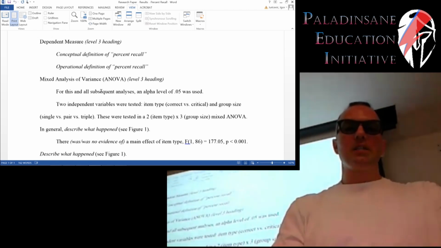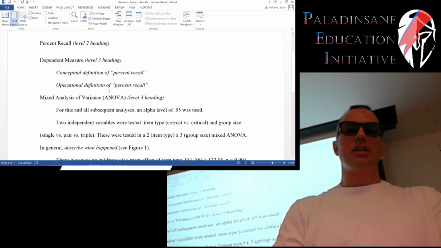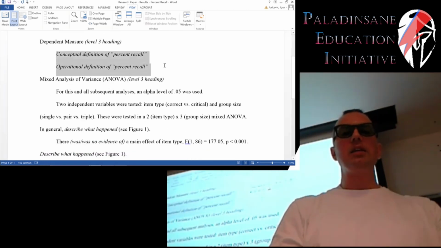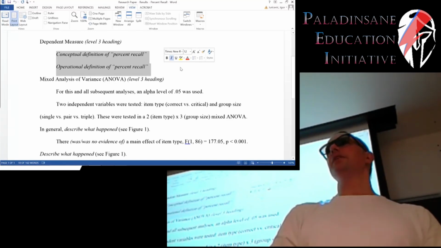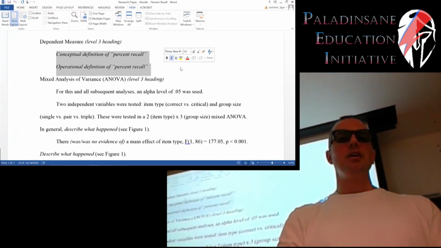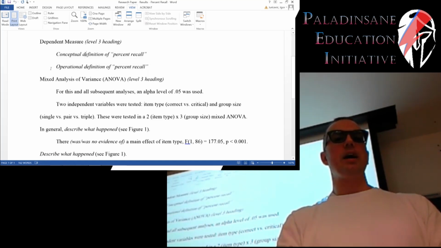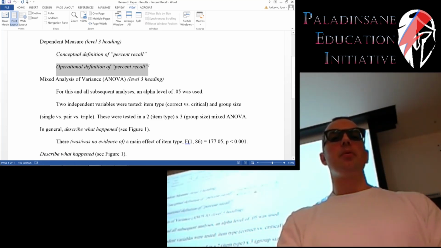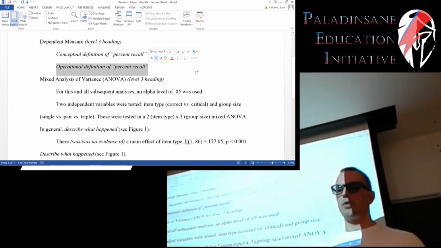All right, so let's get started on the first section of information that we need. We're going to need a conceptual definition of percent recall. I found that that's oftentimes the most challenging thing. So we're going to put a pin in that, and we're going to start with our operational definition of percent recall.